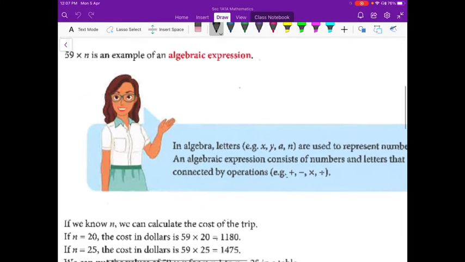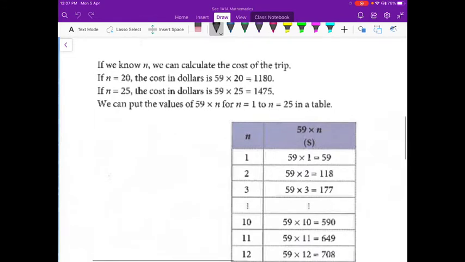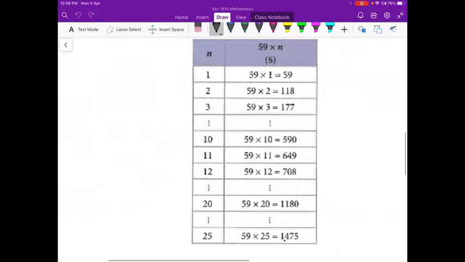Okay, next. So this is the case of if n is equal to 20. If there are 20 people taking a bus, then the total cost will be 49 times 20. If there are 25 people taking a bus. So here we read this as if n equals to 25. In other words, if there are 25 people taking a bus, the total cost will be 59 times 25, and so on and so forth. So in a table form, it looks like this.